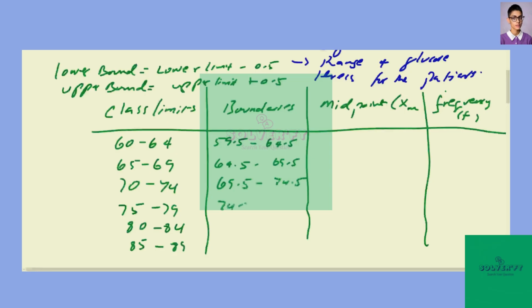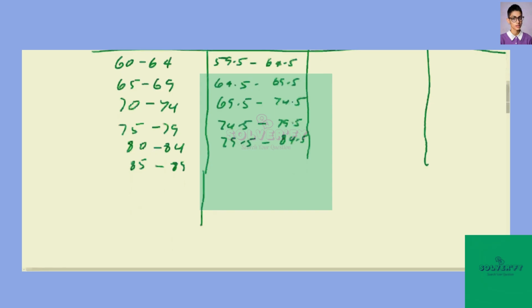And the reason why we're doing this is so that we don't have gaps between the histogram bars. So 79.5, 84.5, we still have to extend this. 84.5 to 89.5. You also have 89.5 to 94.5. We have 94.5 to 99.5.